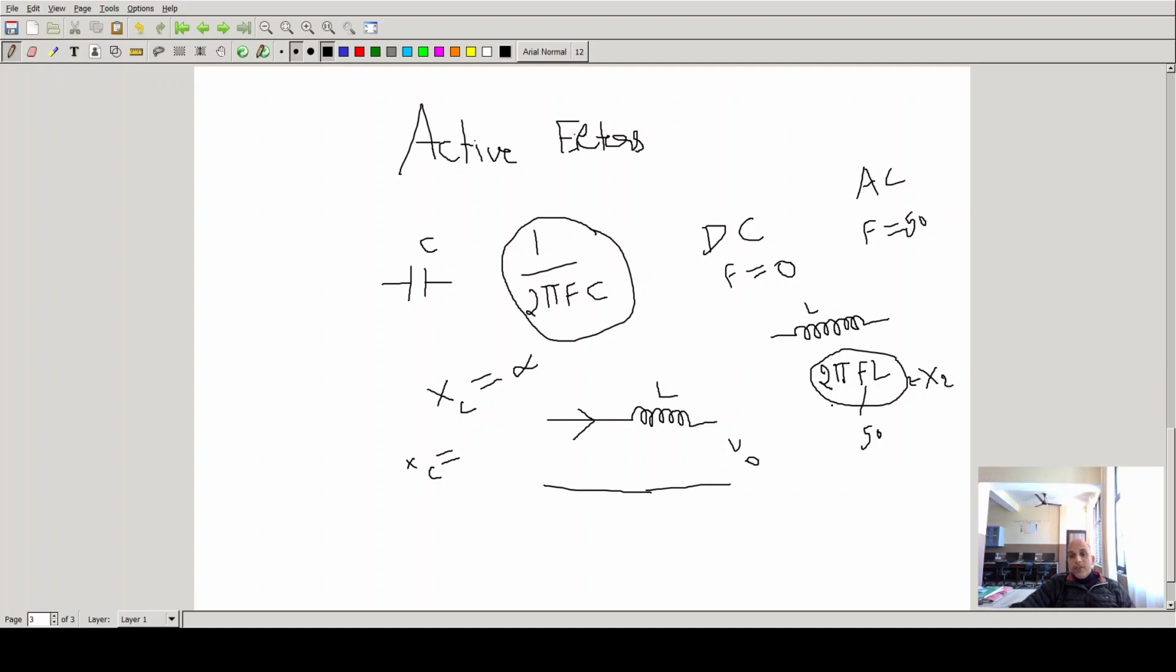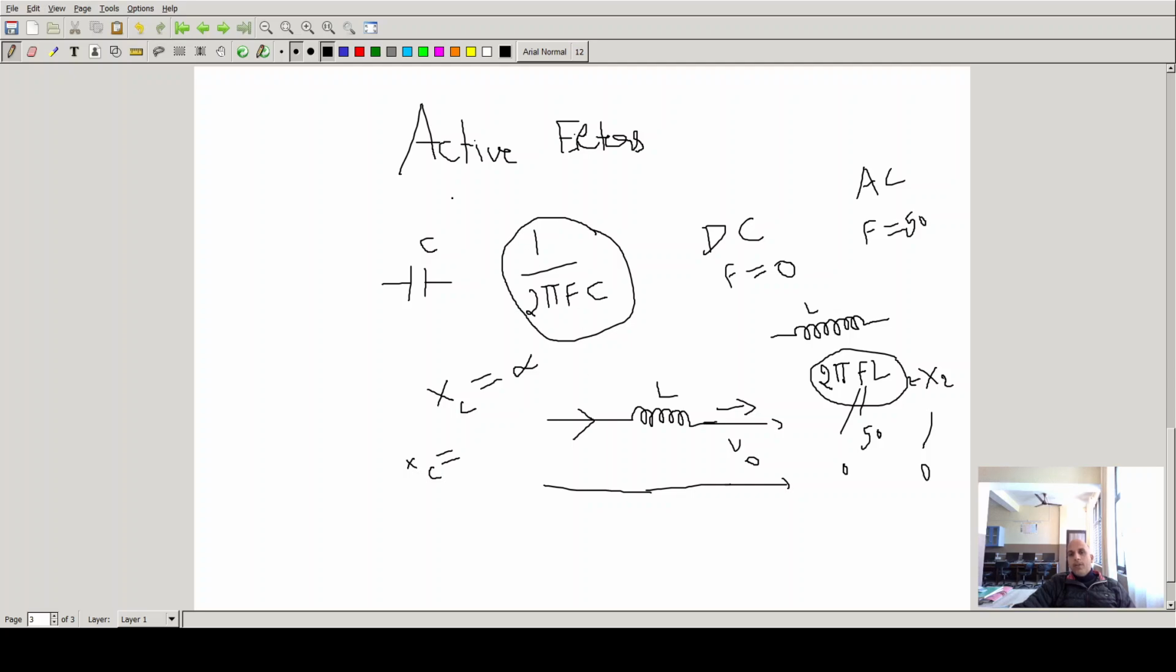But if we take the case of DC, then F is 0. F is 0 means XL is 0. It means for DC, there is no opposition. DC current will be passed without any obstruction, without any resistance, and it will go to the output. So this is the basic fundamental principle in all filters, whether they are active filters or passive filters. The basic functional units used in these filters are either capacitors or inductors. Other components are used in the circuits, but the main work is done by either a capacitor or an inductor, right?